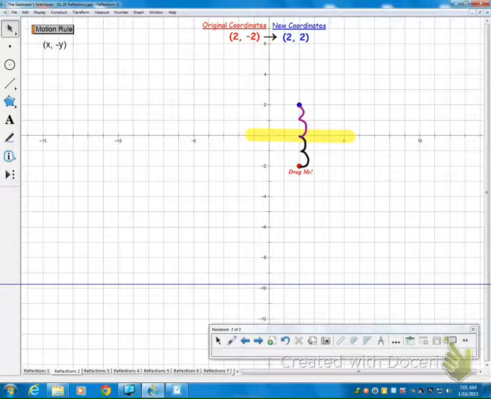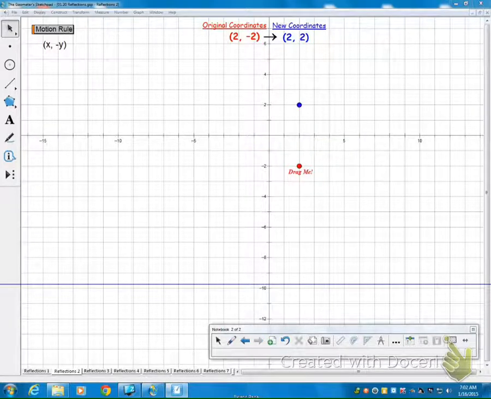So when we flipped over the y-axis, our x changed its sign. But when we flip over the x-axis, our y changes its sign because our x-coordinate stays the same. We're not moving it side to side. What's moving is our y. So I go from +2, -2 to +2, +2. And that y value right here is what is changing on us.